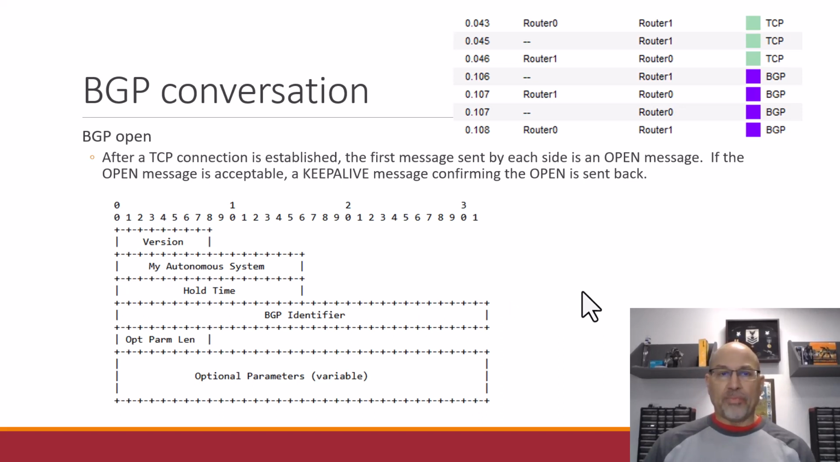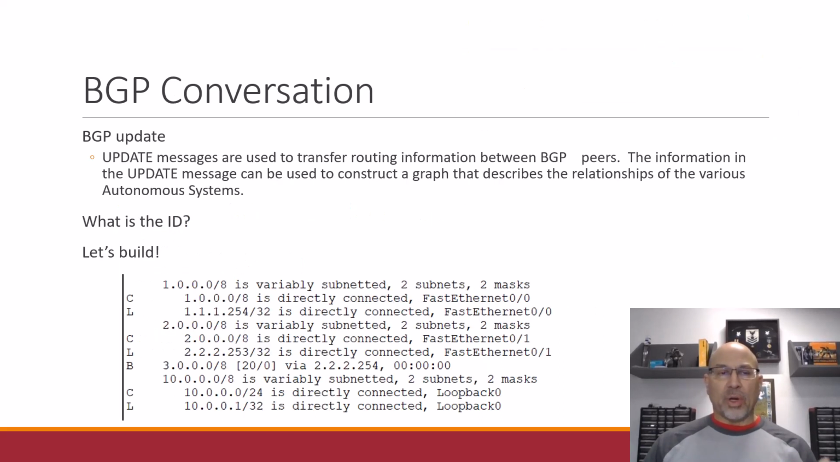Once we do that, we're going to do some updates. This will be routing information between the BGP peers. These are the networks that I wanted to advertise. Then what we should see is that we get a BGP route, just like this here. And then we start to build our graph of our AS numbers. That'll about do it. So let's go ahead and build.